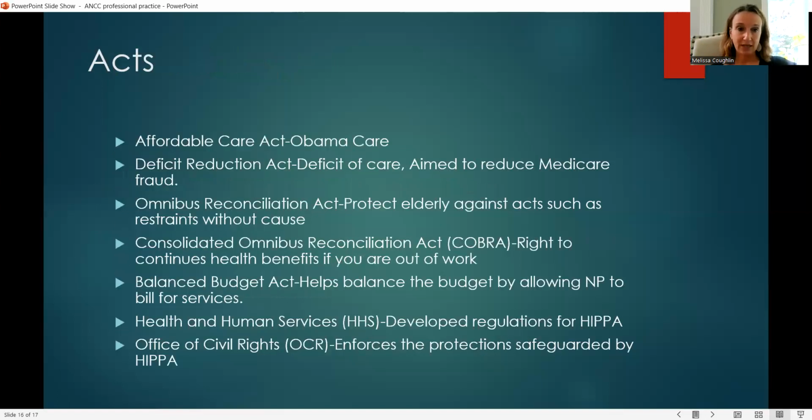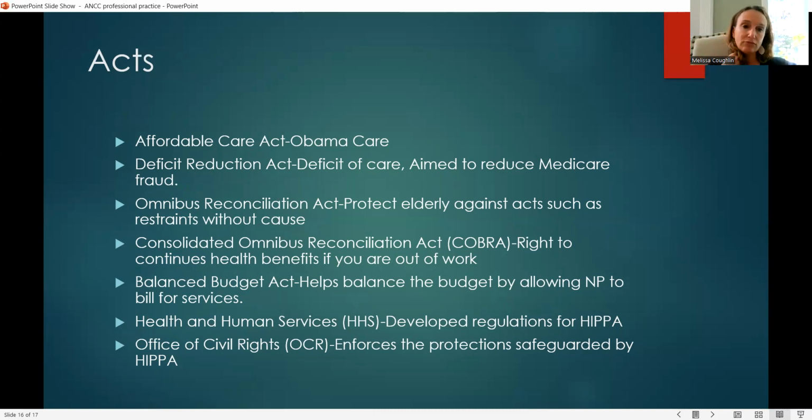There's a number of acts that I'm trying to remember as well, and that's the Affordable Care Act, which is Obamacare. Deficit Reduction Act is aimed to reduce Medicare fraud. So for example, if you have a hospital-acquired infection, this also falls under the Deficit Reduction Act. You will not get reimbursed by Medicare if your patient does acquire a Hep B or hospital-acquired infection.